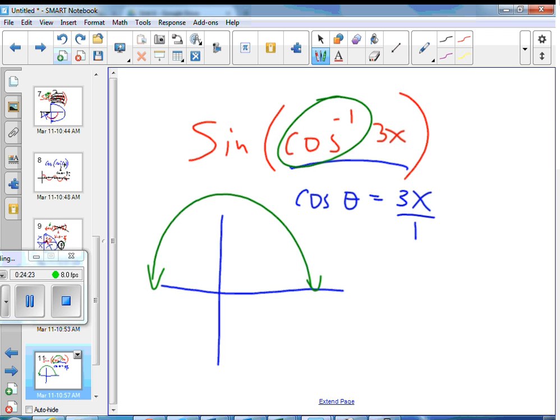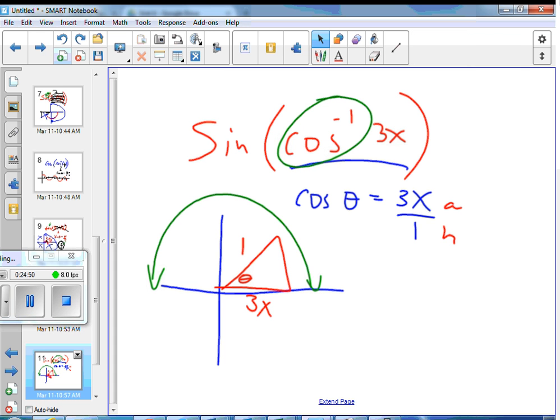Now, don't overstress your brain on that then. We're just going to pick one. I'm going to draw it here. Always keep it simpler if you can. There. Now, cosine of that, adjacent over hypotenuse. The adjacent side is 3x. The hypotenuse side is 1. Can you still figure out the other side? Oh, yes, you can.